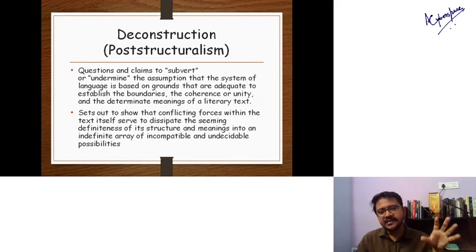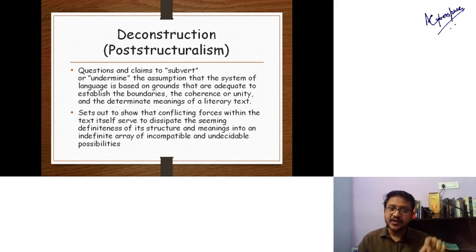So basically, deconstruction or deconstructive criticism tries to undermine, tries to subvert the assumption that the system of language is based on certain grounds that are adequate to establish the boundaries and center, the coherence, the unity, the completeness, right? You can think of the new critics now, right? They would always go after unity, coherence, right? Balance. So before the arrival of deconstruction in the academia of the West, new critics were extremely popular and they were gaining their grounds.